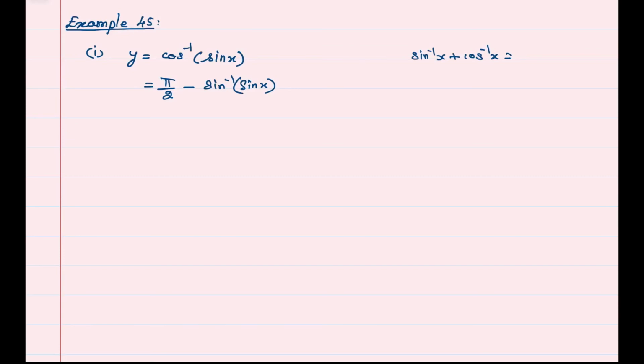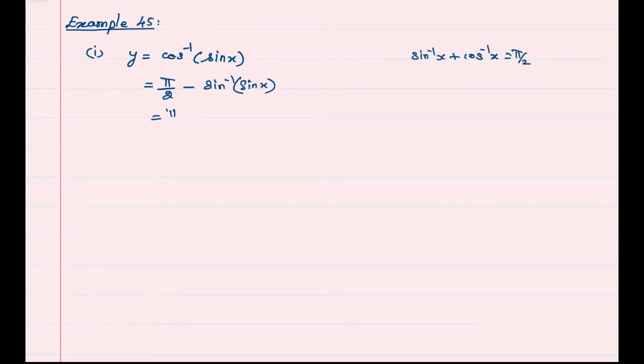Example 45. We have inverse trigonometric functions. First subdivision, y is cos inverse of sin x. Remember, if you have an inverse trigonometric function outside, first simplify the function and then differentiate the function. Here we have cos inverse outside and sine function inside. Either you change sine to cos function or cos inverse to sine inverse function. So cos inverse can be changed to sine inverse using pi by 2 minus sine inverse of sin x formula, because we know that sine inverse of x plus cos inverse of x is pi by 2.